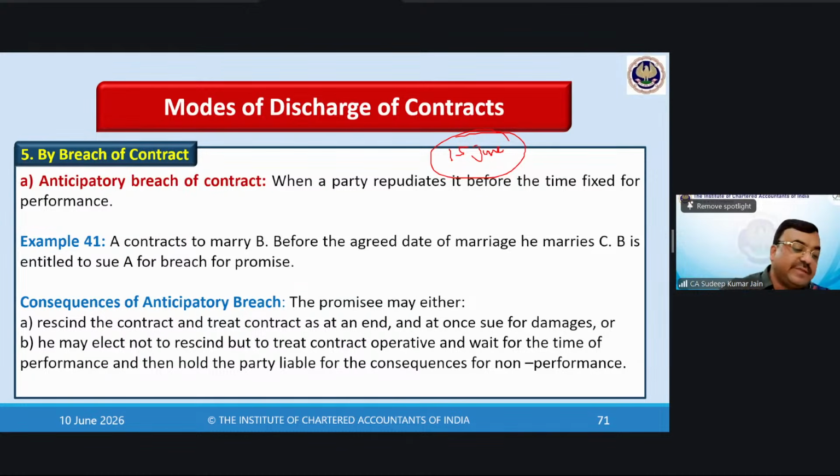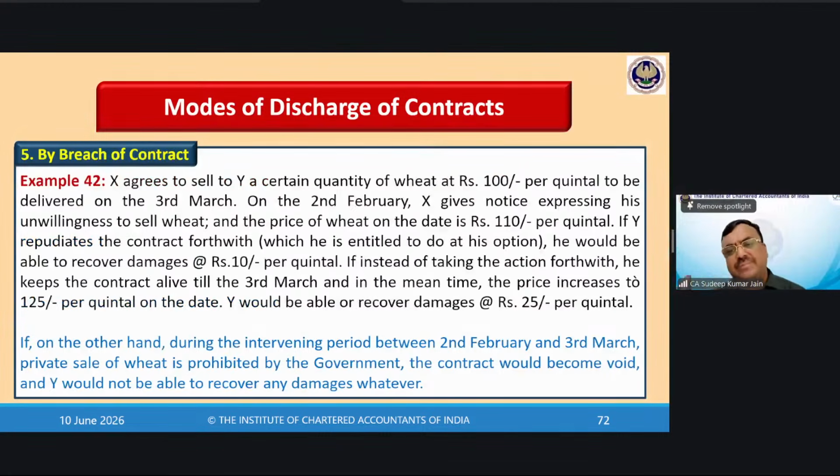What are the consequences of breach of promise? This is important. This is also important for the next class. Come to the example. I'm giving you an example. This example will clear the concept of the consequences of anticipatory breach. Let's take an example.